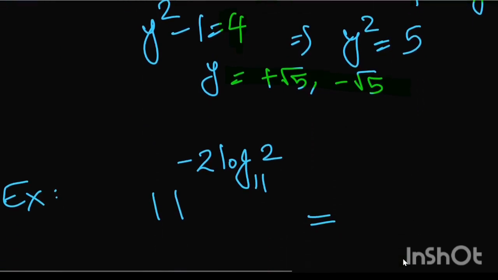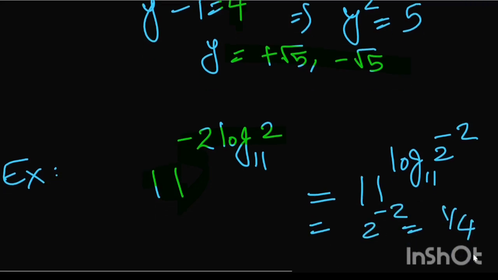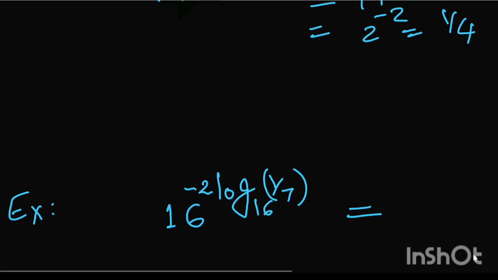Now what is the simplified value of 11 to the power minus 2 log 2 base 11? So guys, we can write it as 11 to the power log 2 to the power minus 2 base 11. Since 11 and 11 are both the same here in the base, 2 to the power minus 2, which is 1 by 4, is the answer. Now what is the value of 16 to the power minus 2 log 1 by 7 base 16?